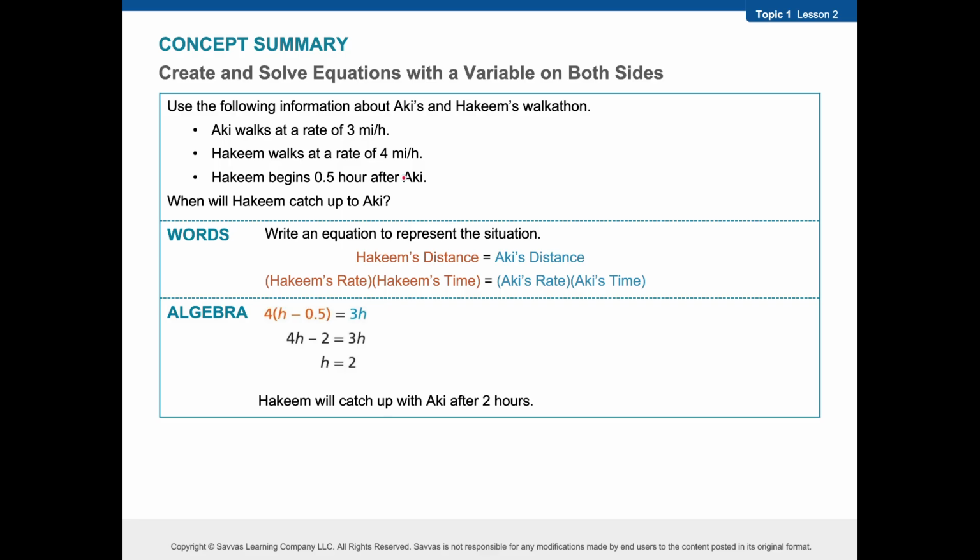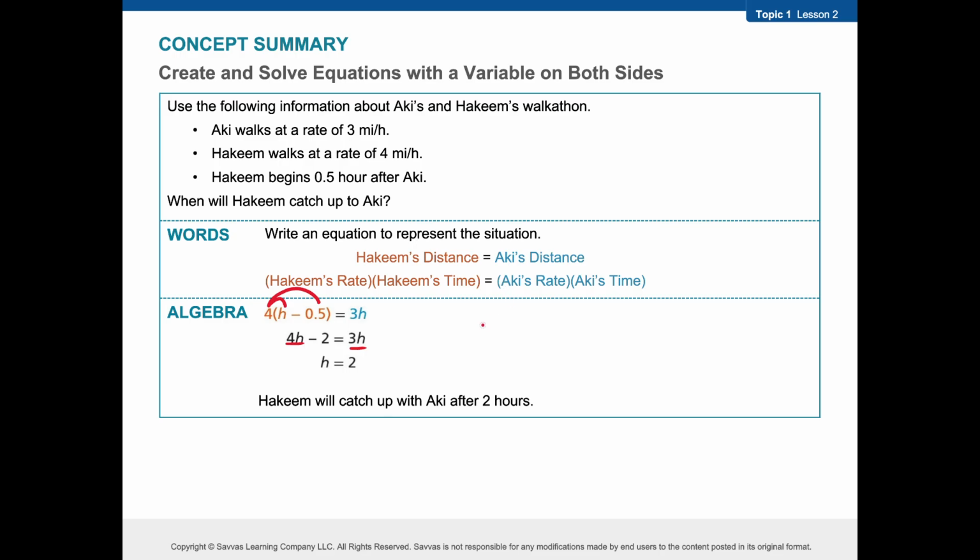So they put Hakim here on the left. He walks at a rate of 4 miles per hour, but he left 0.5 hours after Aki. So whatever Aki's hour was, minus 0.5, was his time, multiplied by his rate. Aki is walking 3 miles per hour. So they did the distributive property. 4 times h, 4h. Half of 4 is 2. Positive times a negative, negative.